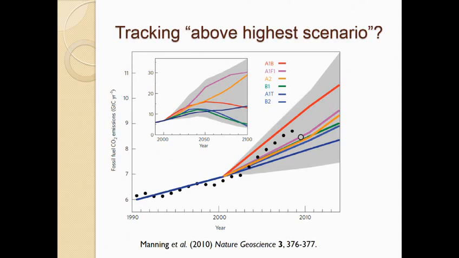So A1FI was the high scenario, if you like. In fact, there were two high scenarios, A2 and A1FI. But anyway, we were tracking above A1FI. That was the point that was being made. And it was true. We were tracking above the A1FI scenario.